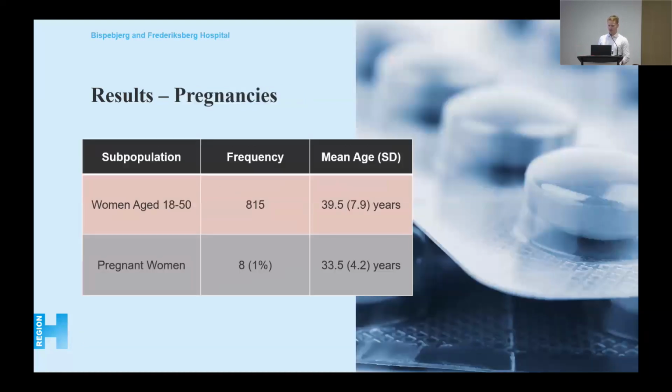As for pregnancies, we had a subpopulation of 815 incident users who were women aged 18 to 50, with a mean age of just under 40 years old. Among these women, there were 8 women with an overlapping pregnancy. They were a bit younger than the other women aged 18 to 50. It resulted in 4 live births, so 0.5% of this subpopulation of women.